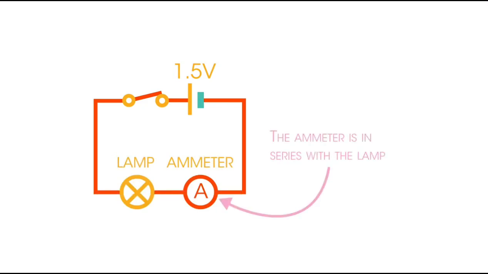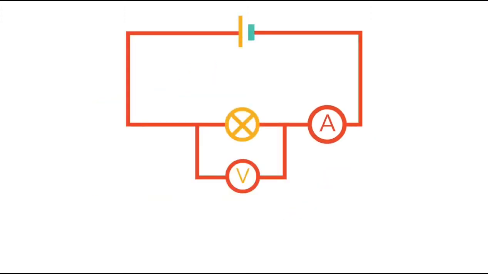What if we wanted to measure both the current and the potential difference? Simply set up a circuit with an ammeter in series and a voltmeter in parallel. Once we've measured the current and the potential difference, we can then use these values and substitute them into our V equals IR equation to find the resistance.